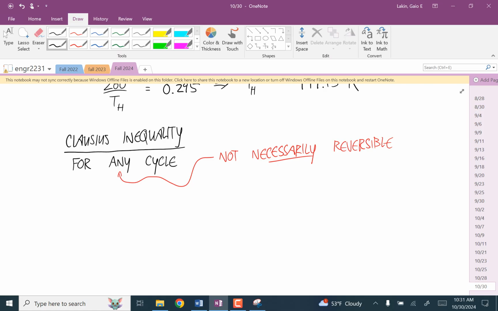We know that the integral over the cycle of delta Q over T, if you go all the way around the boundary, I wrote it last time, is less than or equal to 0. We can also write this as negative sigma.